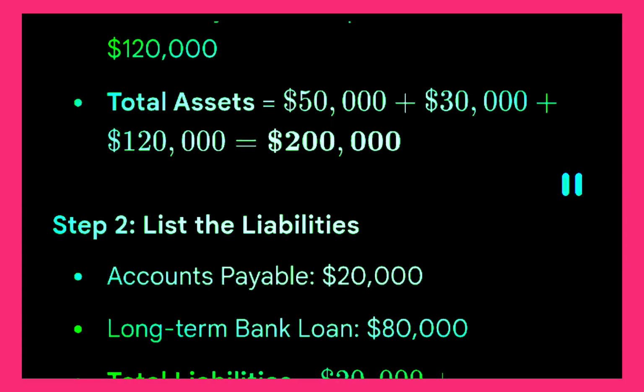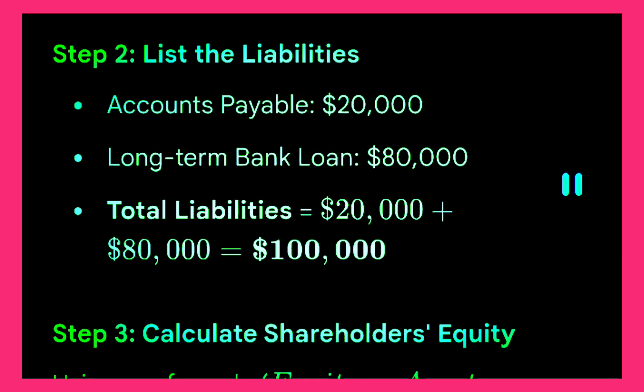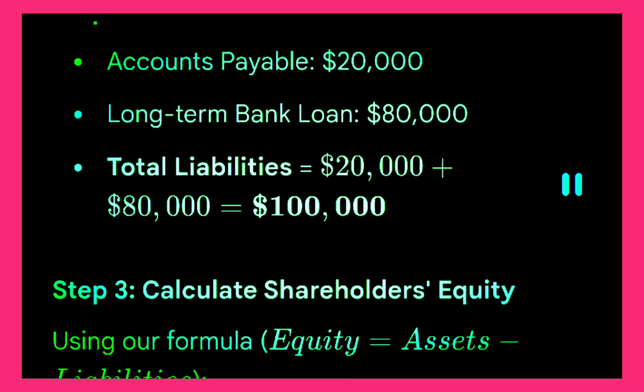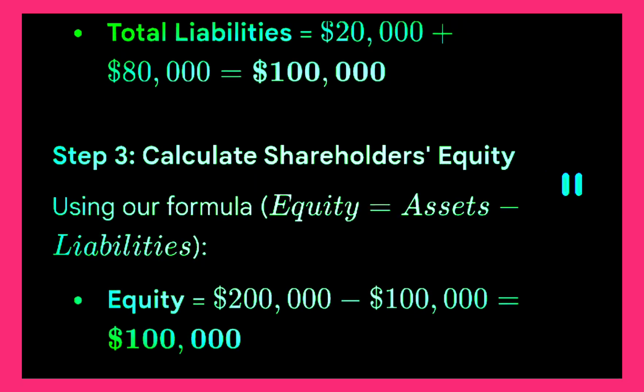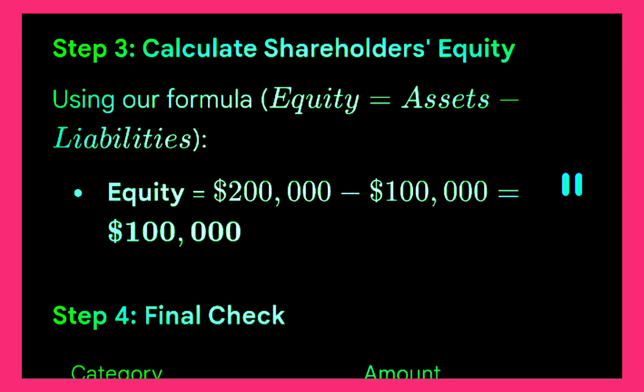Step 2. List the liabilities. Accounts payable, $20,000. Long-term bank loan, $80,000. Total liabilities equals $20,000 plus $80,000 equals $100,000. Step 3. Calculate shareholders' equity. Using our formula, equity equals assets minus liabilities. Equity equals $200,000 minus $100,000 equals $100,000.